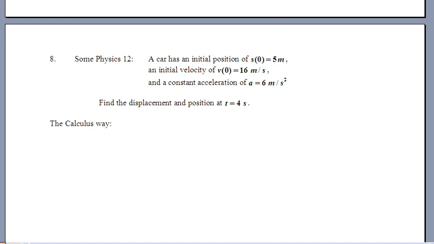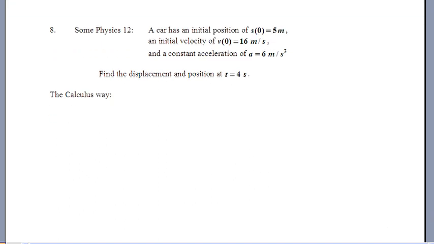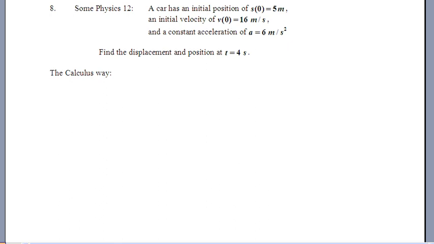It says a car has an initial position of 5 meters, so it's 5 meters from the reference point, initial velocity of 16, and it's going to continually accelerate at 6 meters per second squared. Now we're going to try to find the displacement and the position at time 4. Okay, I'm going to do it first the calculus way. It's going to take most of the page, and then we'll do it the Physics 11 way. And yeah, it'll only take a line or two.